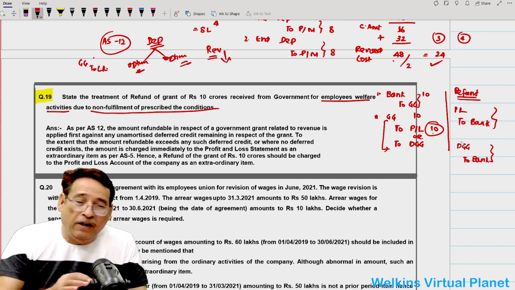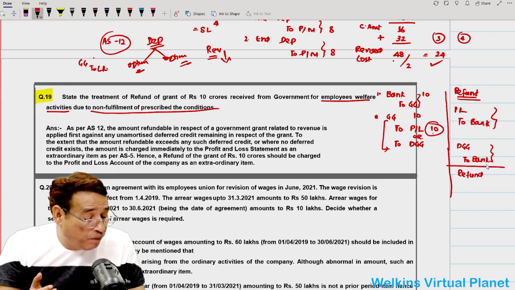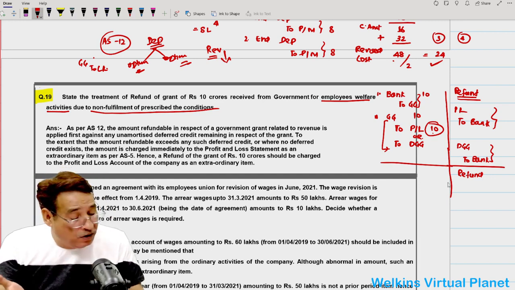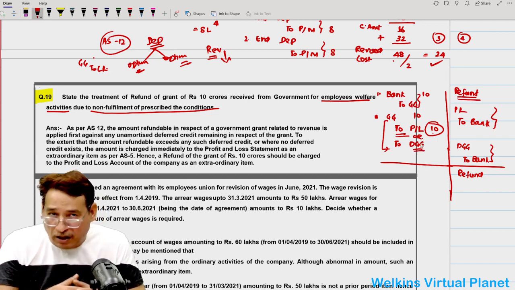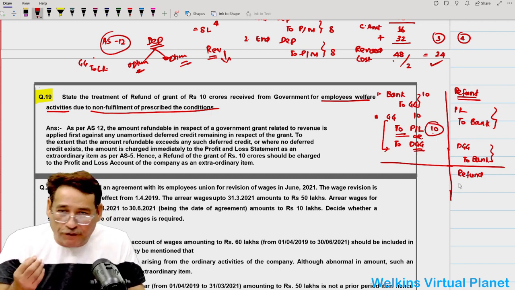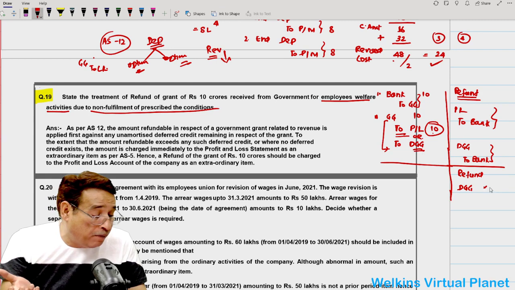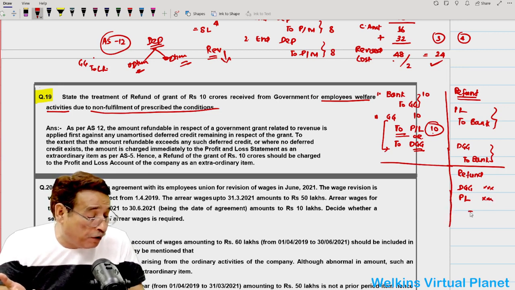So that means, in case of refund of such grants which you have received for meeting some social welfare activities, generally, such grants are taken either to profit or loss account or to deferred government grant account. So, at the time of refund, the refund amount should be adjusted to deferred government grant account, provided some balance is there, or to profit or loss account, if we have taken the amount to profit or loss account.